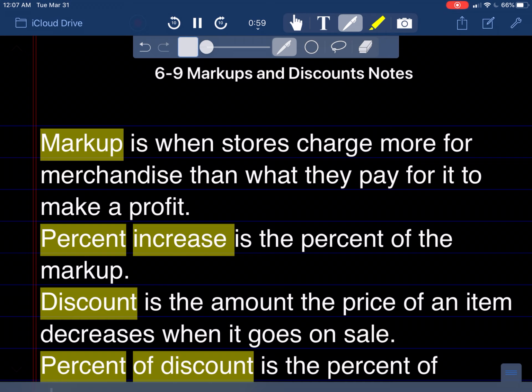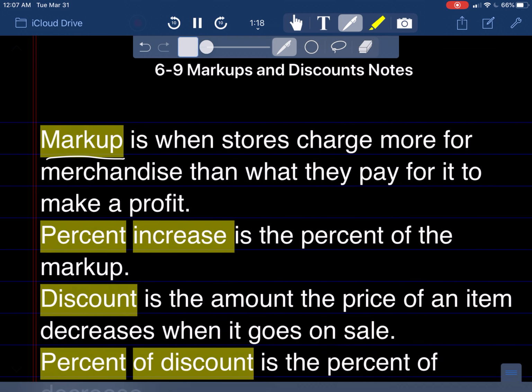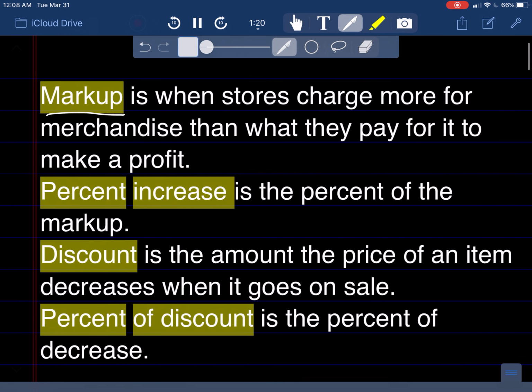So at the very top, we have all your vocabulary for the entire section. So we're not going to break it up by example. We're just going to do them all at once. The first one we have is markup. A markup is when stores charge more for merchandise than what they pay for it to make a profit. So if they buy something for $4, they're not going to sell it for $4 because they want to make a profit. So they mark it up, and so they would sell it for $6 or whatever.